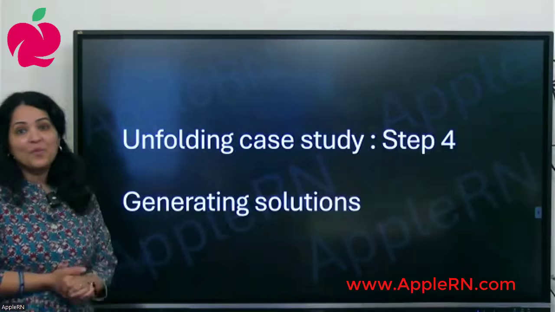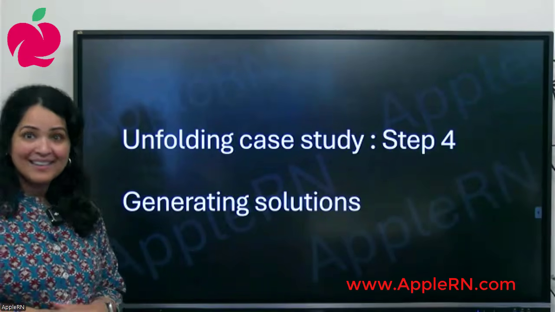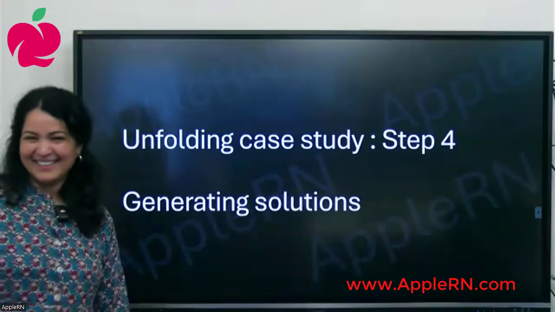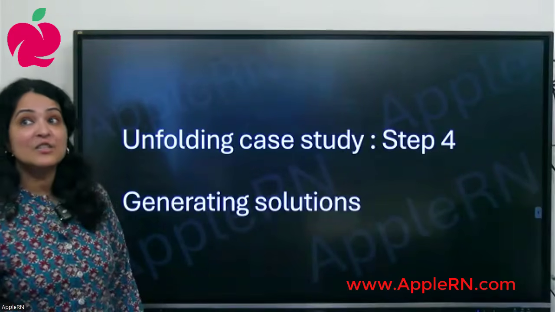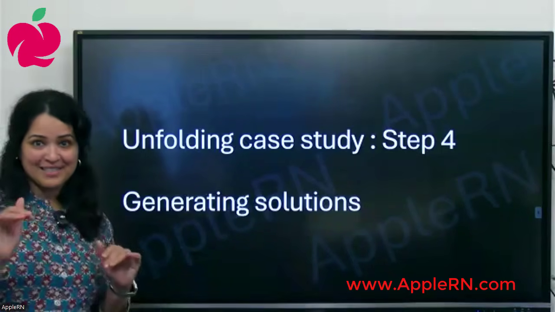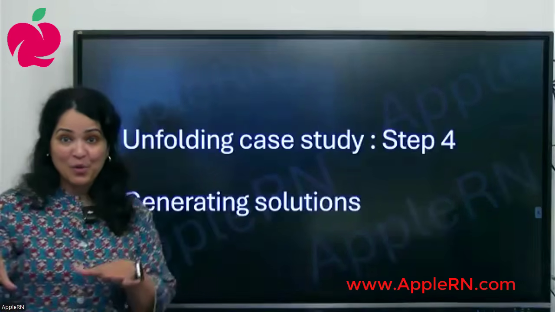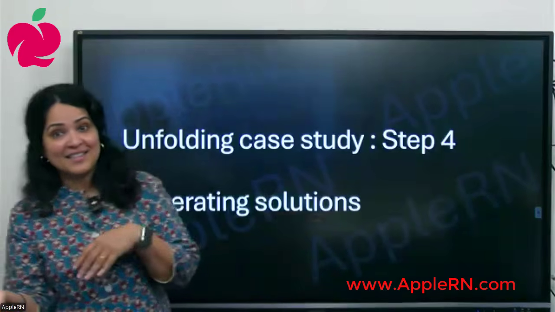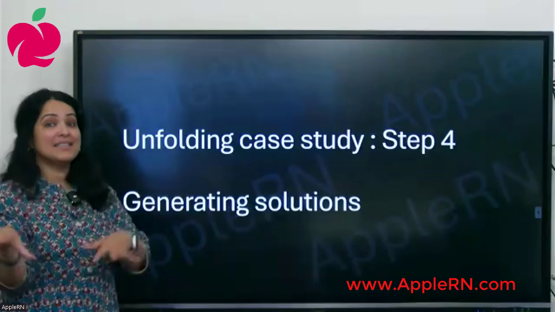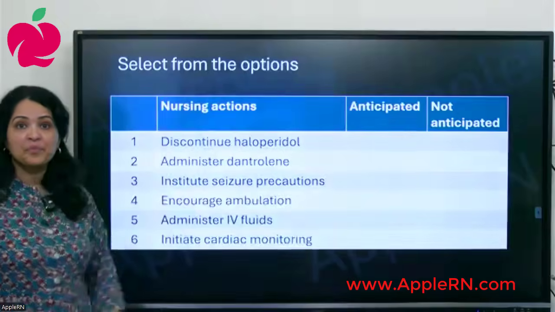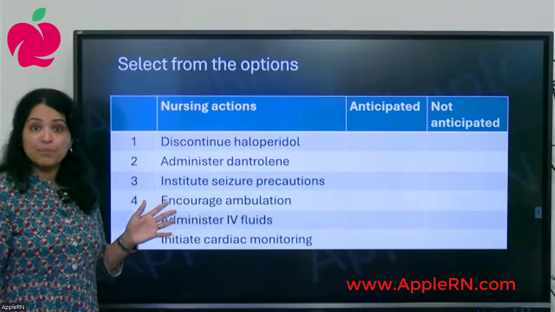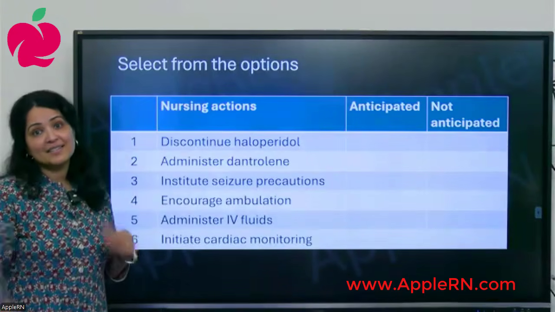Now we are going into the 4th part in this case study, which is generating solutions. This is where you will get planning kind of questions, like appropriate, not appropriate, or anticipated, not anticipated, or it can be a select all that apply question too. So here we have one which is anticipated or not anticipated. What are the things which you would say are anticipated and what are the things you would say are not anticipated?